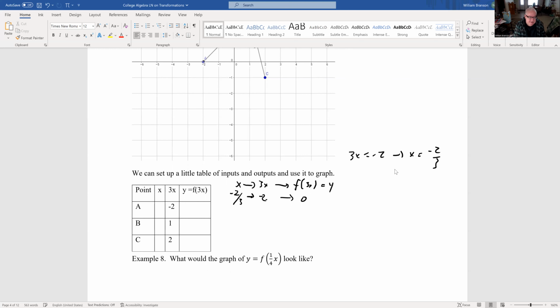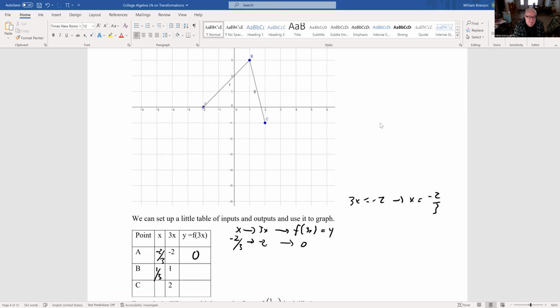Okay? So if I plug in x is minus 2/3, then 3 times x is minus 2, and then f of minus 2 is 0. Likewise, if I take x to be 1/3, then 3 times 1/3 is 1, and f of 1, as we see from our graph, we plug in x equals 1, we get y equals 3. And if we take 2/3 and multiply that by 3, we get 2, and when we plug in 2, we get minus 1. So our table now for y equals f of 3x has inputs minus 2/3, 1/3, and 2/3, and outputs 0, 3, and minus 1.